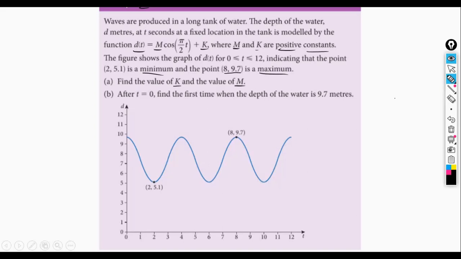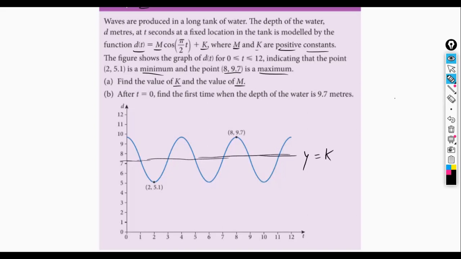So k, remember, is the vertical shift upward. Normally, these graphs for sine or cosine functions would have an axis of symmetry at y equals 0, or the t-axis in this case. Now, this axis of symmetry has to be somewhere here, right? It has to be somewhere between the maximum and the minimum. So the line y equals k has to be somewhere there.